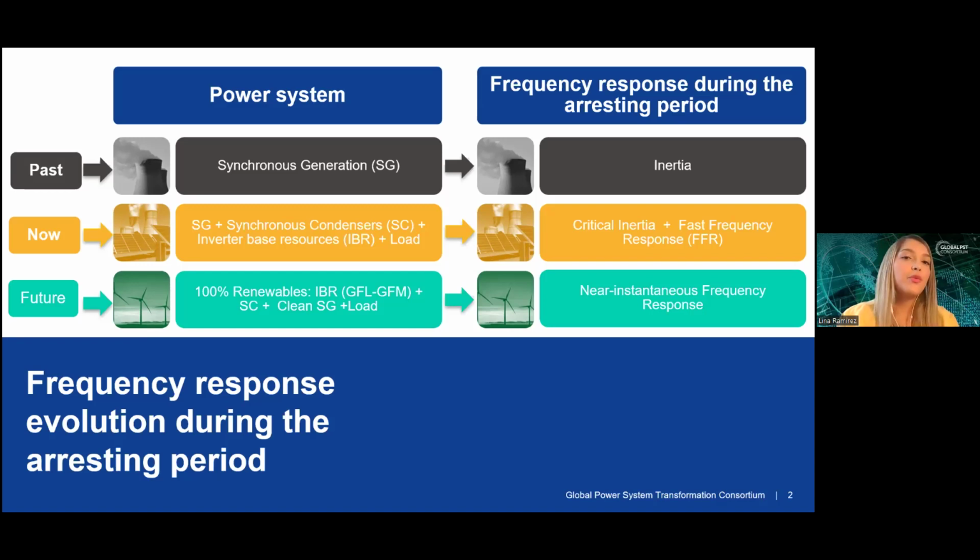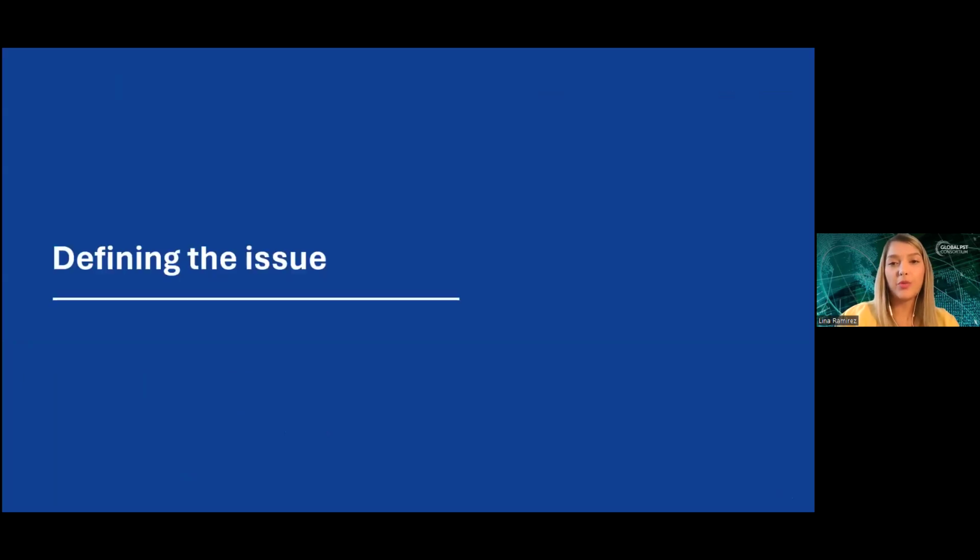So in future, when we have a lot of IBRs, we start to think that talking about critical inertia will not be the best way. And at that point, we need to start to think more about near instantaneous frequency response that can be provided by synchronous and non-synchronous devices, and that amount of energy that should be provided after an event. We need to consider that in the planning and operation in order to have enough resources that can provide that energy in the system, that responds in the system after the largest contingencies, and avoid tripping load.